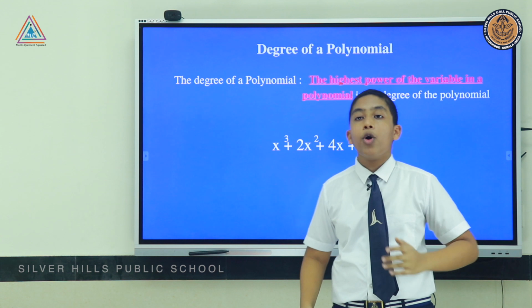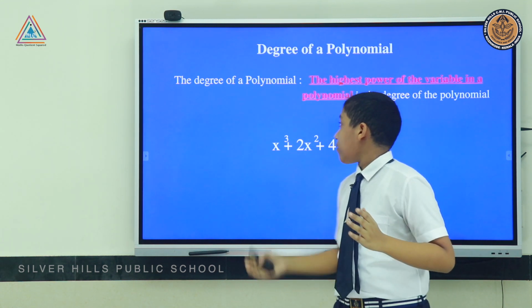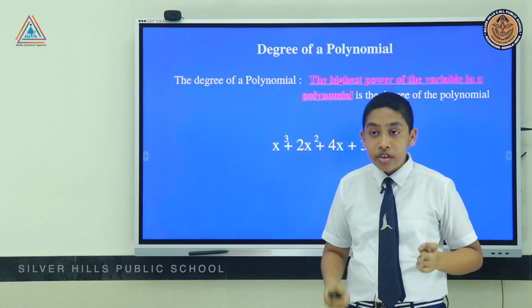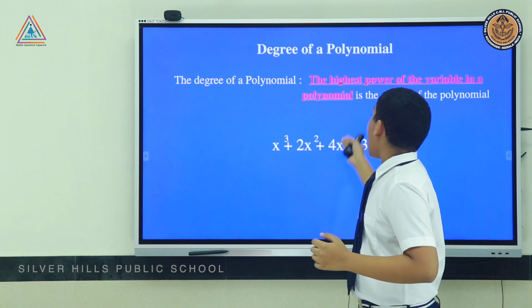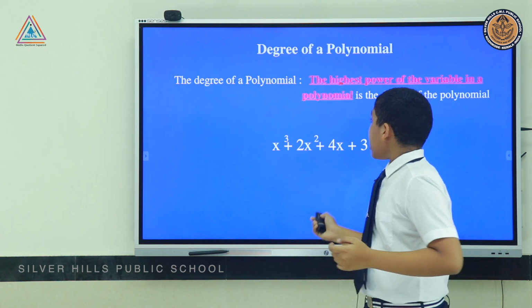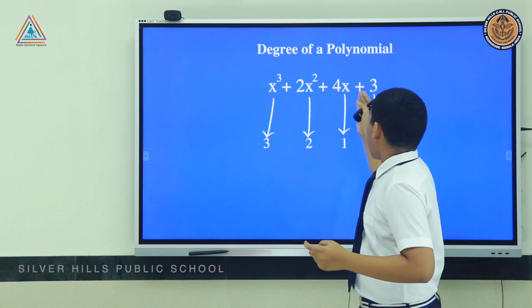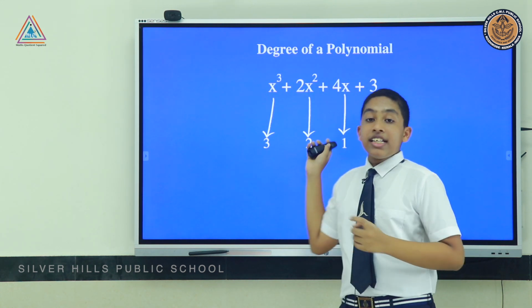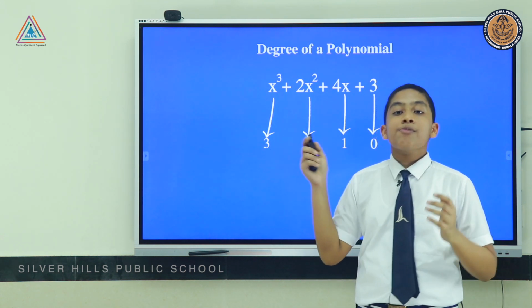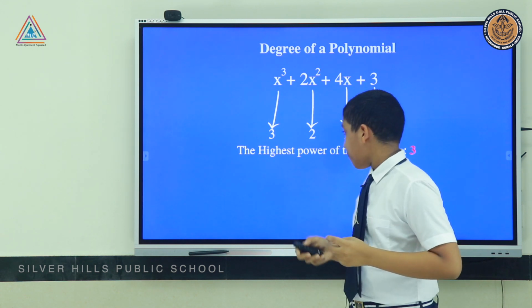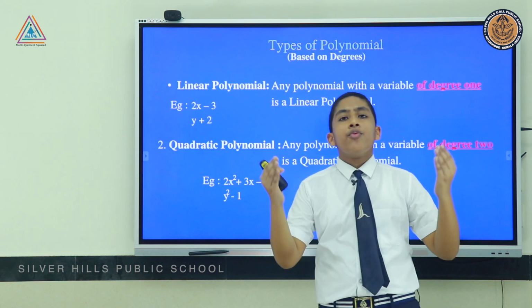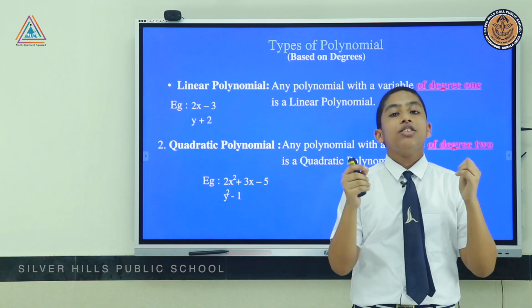The degree of the polynomial is the highest power of the variable in the expression. So, let us take the situation here, x cube plus 2x square plus 4x plus 3. If we write down the powers of this variable in this expression, it is clearly visible that the highest power of the variable, that is 3, is the degree of the polynomial. And we have differentiated types of polynomial based on their terms.